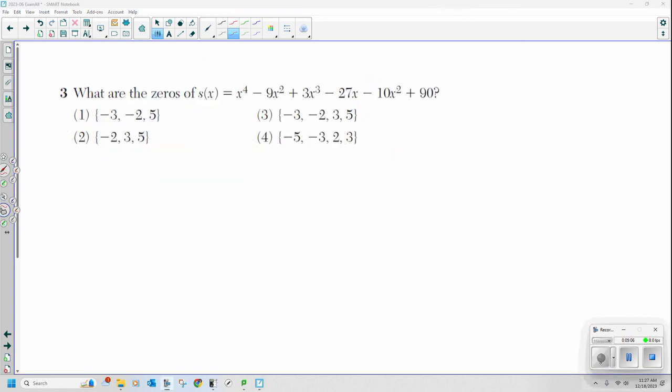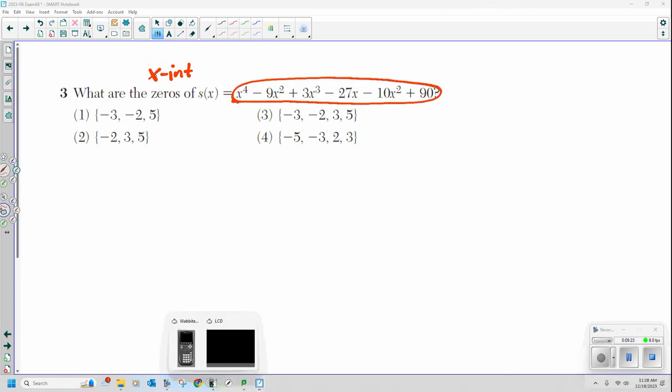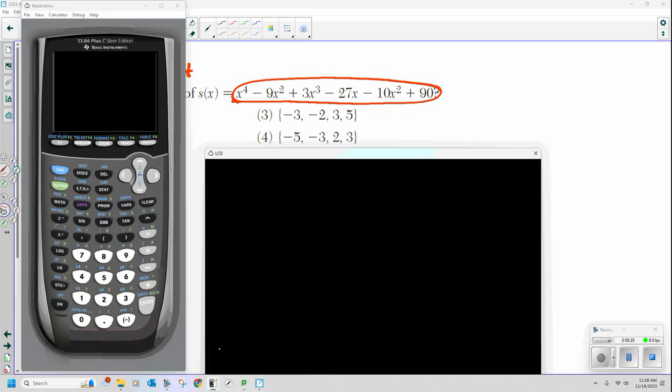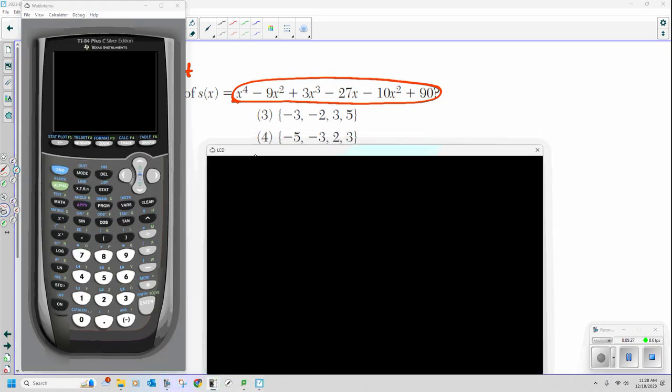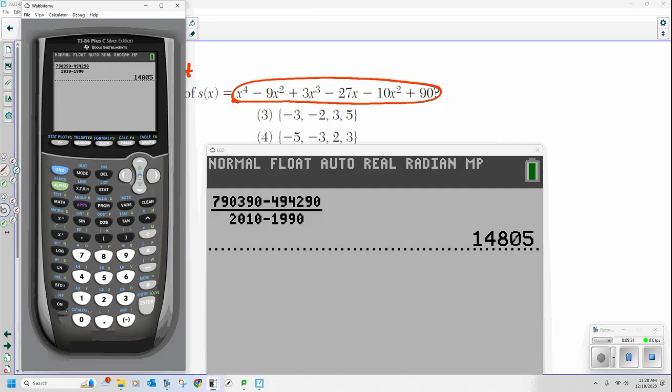Choice 3, here we go. An easy one. What are the zeros? Zeros are the same things as x-intercepts. The only thing I want to do is graph this in y1 and see where it touches the x-axis. Let's go ahead and do that. The hardest part about this problem is typing this in the calculator. So let's go to y equals.